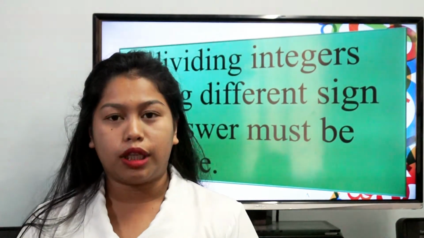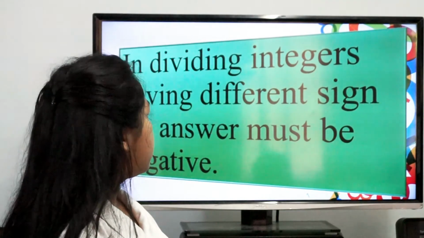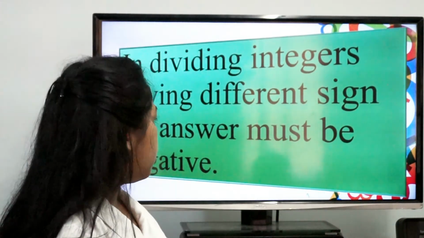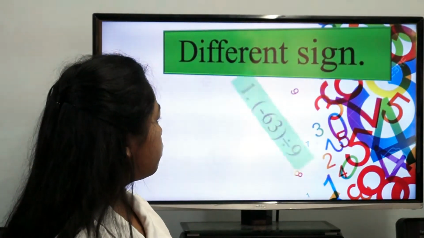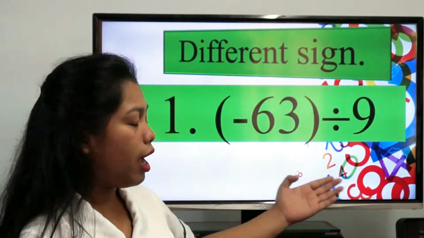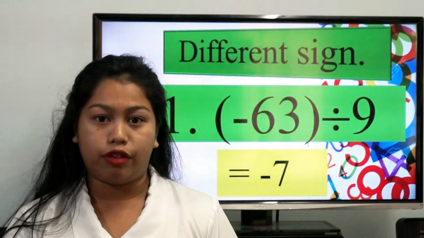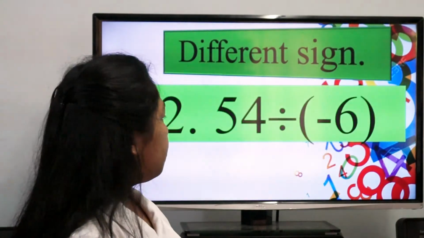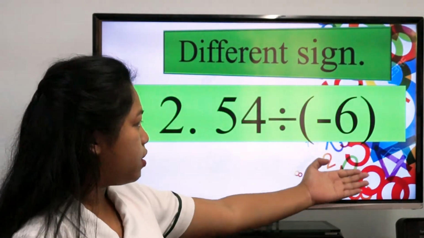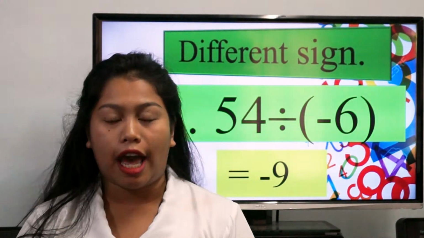The same with multiplying integers with different sign. In dividing integers having different sign, the answer must be negative. Example, negative 63 divided by 9 is equal to negative 7 since they have different sign. Another example is 54 divided by negative 6 is equal to negative 9 since they have different sign.